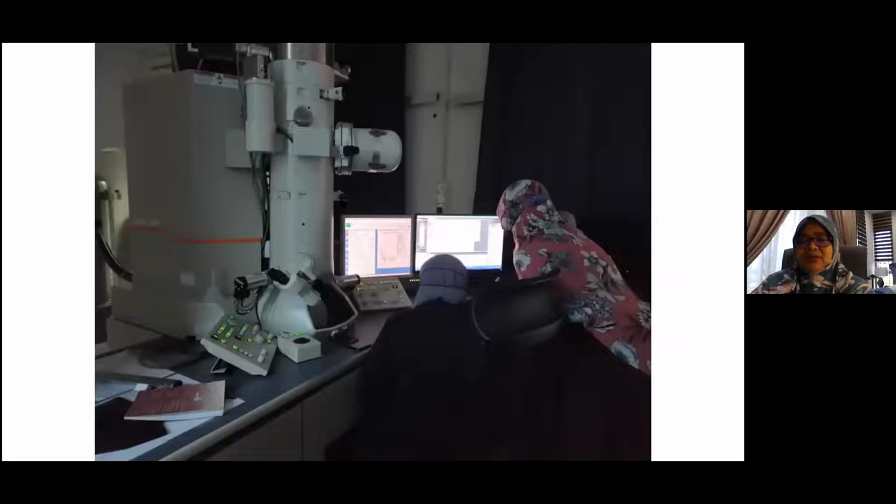And when we've identified it, then they will proceed with further sectioning, place it on the copper grid that I mentioned to you just now, and we place it here. And this is the TEM machine. So we then view the image on the screen here.